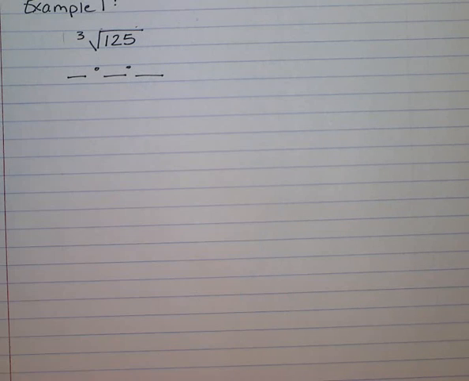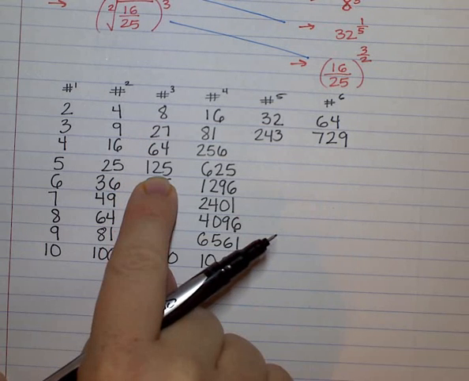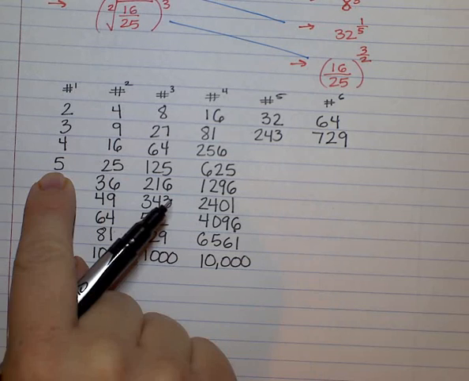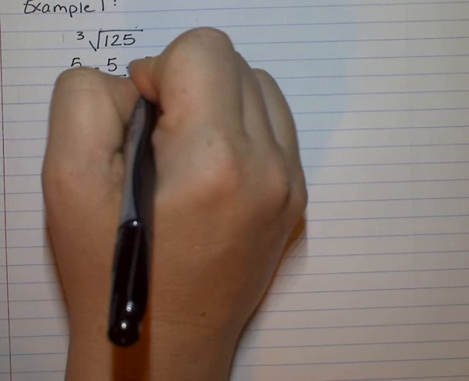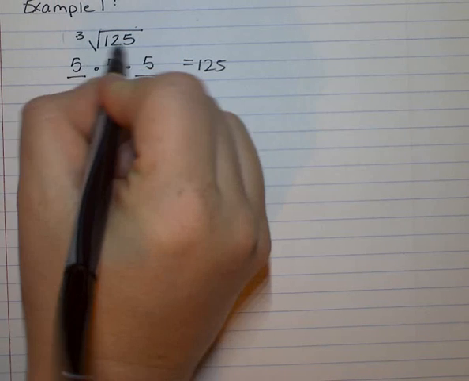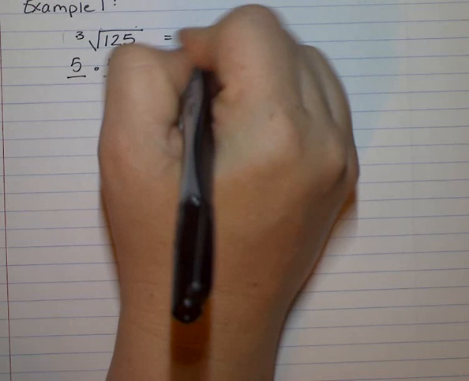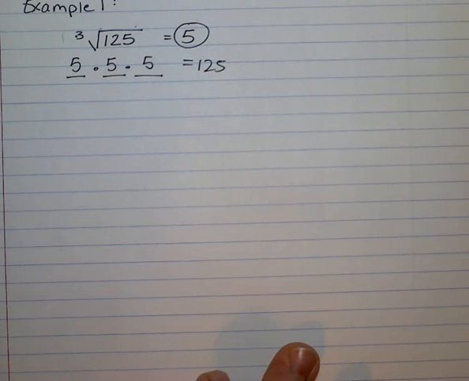So I can go back to this chart. I can look into the third column. Oh, there is a number, and the number is 5. That tells me that 5 times 5 times 5 is 125. So the cube root of 125 is 5. Example number 2.